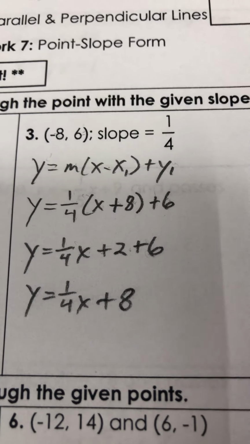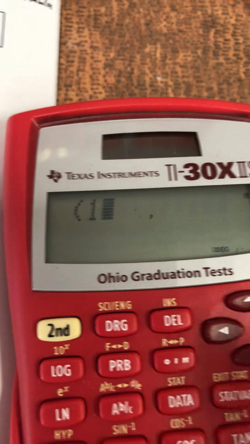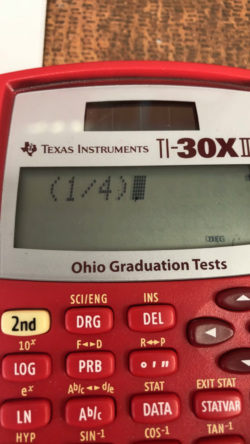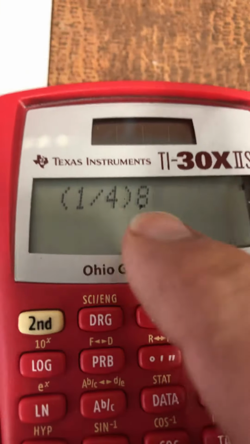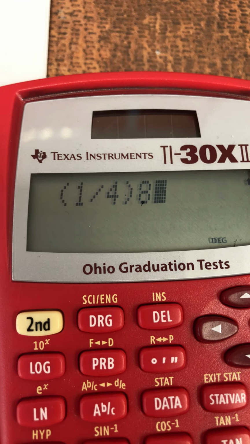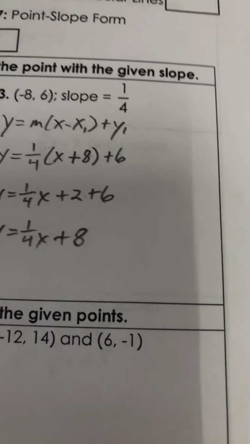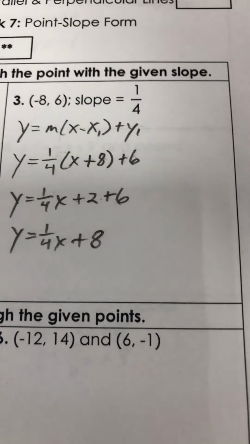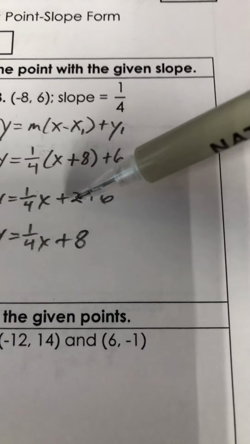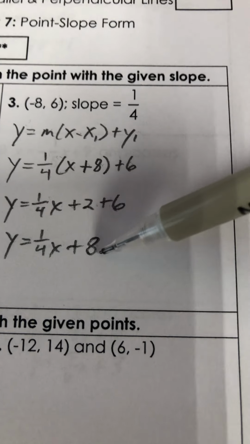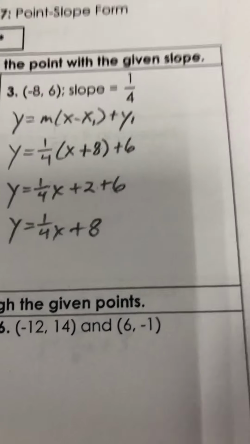If you're not sure how to find 1/4 of 8, you would put in parentheses 1 divided by 4, that's 1/4, and then just put 8 right next to it because that means multiplication. That's 1/4 of 8, and then you get 2. Okay, you do that for all fractions. Make it a division problem. That's what fractions are. I combine these terms, this 2 and this 6, and so I get my final equation in slope-intercept form.